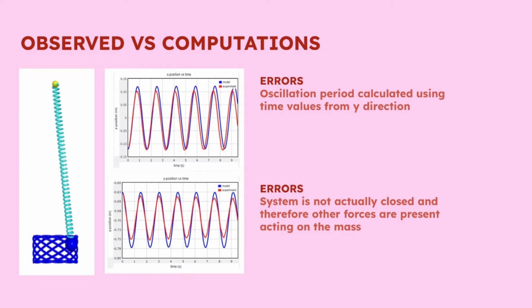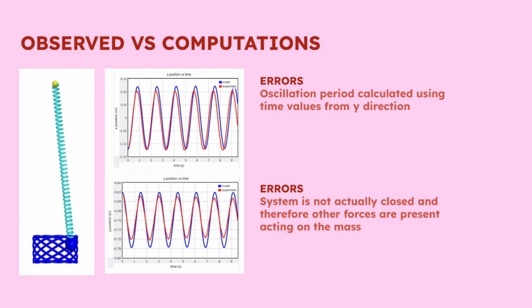For both the x and y directions, the observed motion follows roughly the same pattern as the predicted motion. At later time values, the position of the observed data begins to deviate more from the predicted model. This may be because the oscillation period was calculated using data for the y direction, which may not accurately capture the oscillation in the x.